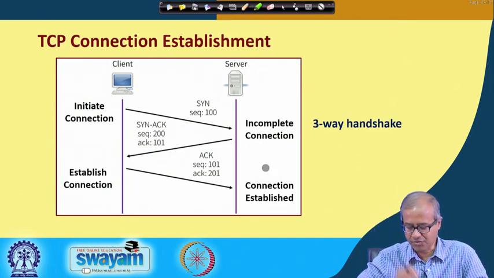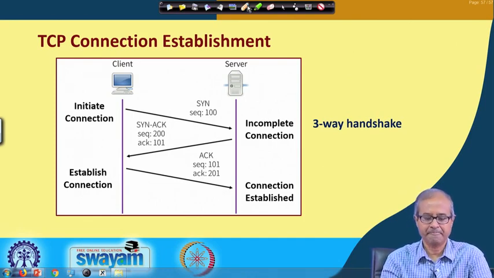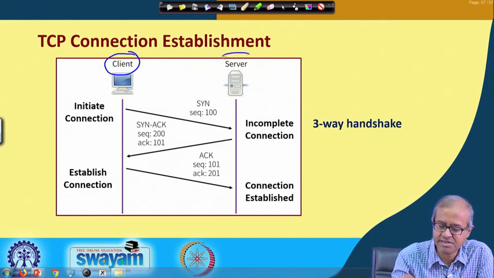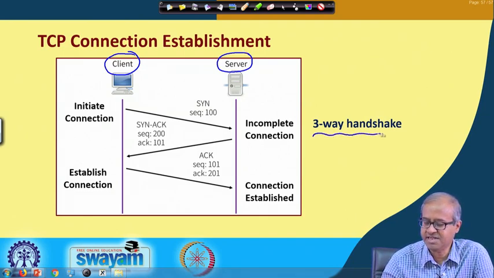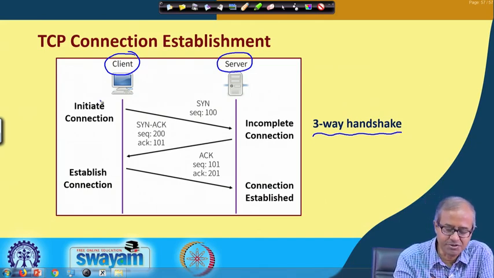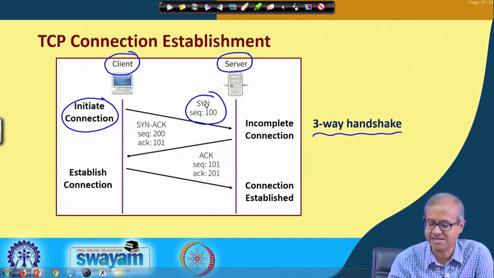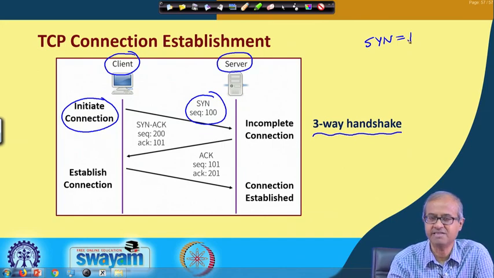Now, let us look very quickly at the TCP connection establishment process. This is interesting. You see, here there is a client, and the client is trying to establish a TCP connection with a server. There is something called a three-way handshake protocol which is followed here. The first step is to initiate the connection. What it does? The client will send a packet with the SYN flag set. First, the SYN flag is set to 1 and a packet is sent.